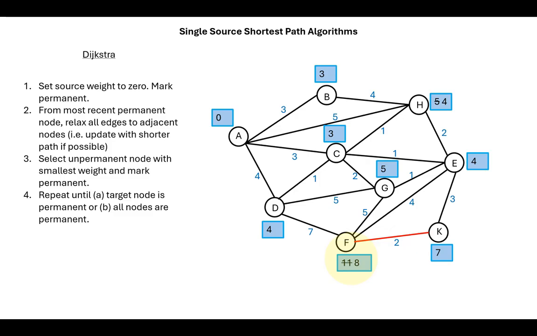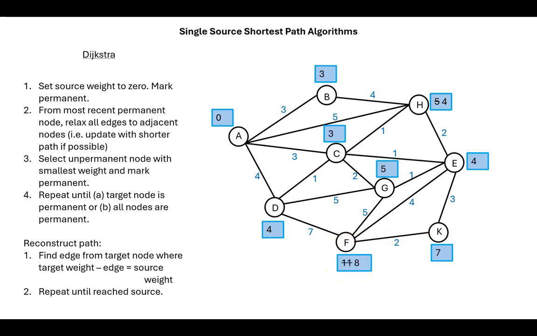Now, the next step is to work out the actual path, and let's say we wanted to get to F. I think that's the most interesting one. We reconstruct the path by starting at, in this case, F, or the destination, and we look at every edge, and we want it so that F minus the edge gives us the resulting label on that node. So for example, F to K, 8 minus 2 is 6, which is not 7, so we're not going to consider FK. F to E, 8 minus 4 is 4, so we can consider that. And the other two edges don't work either.